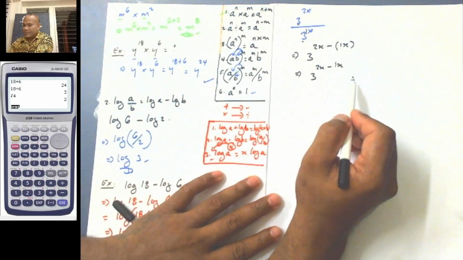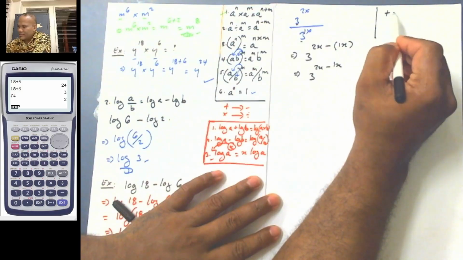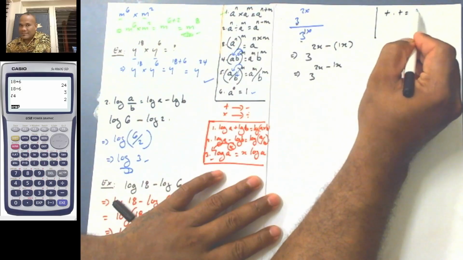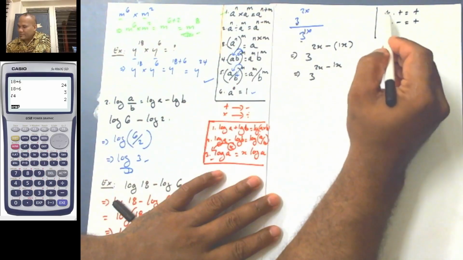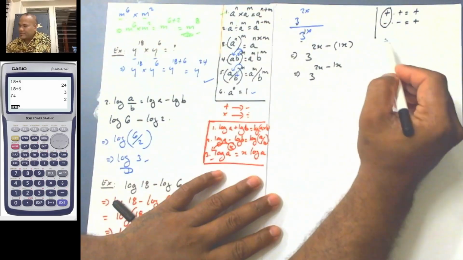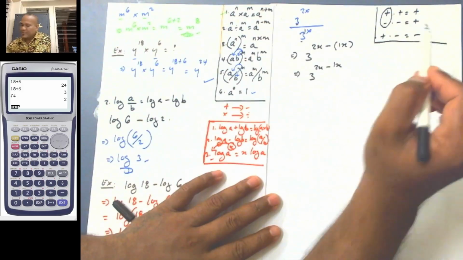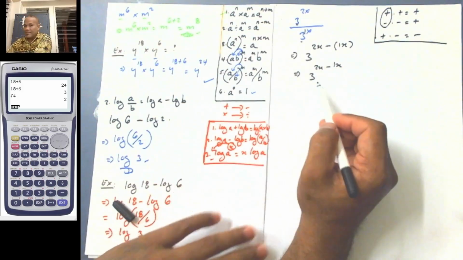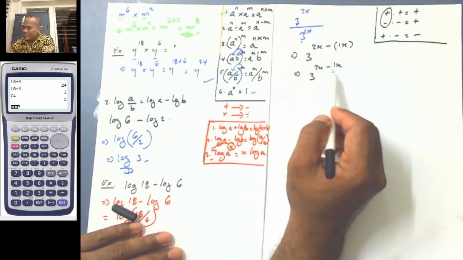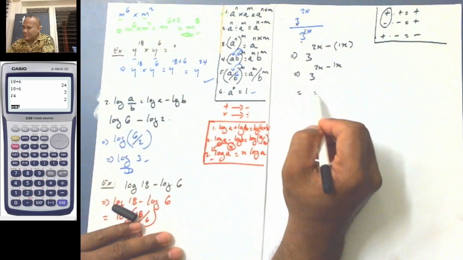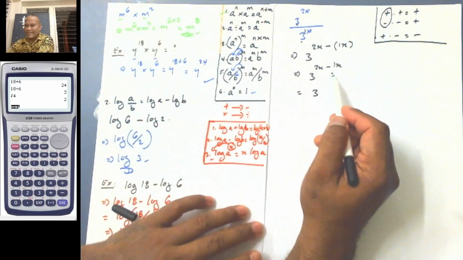Whenever you open the bracket, always use this as our guide. Positive times a positive will give us a positive value. Negative times a negative will give us a positive value. But the difference is when I multiply the two, positive times a negative will give me a negative. We'll use it here. So negative times a positive will give me a negative. 1 times 1x is 1x. So let's simplify: 3 to the power of 2x minus 1x.